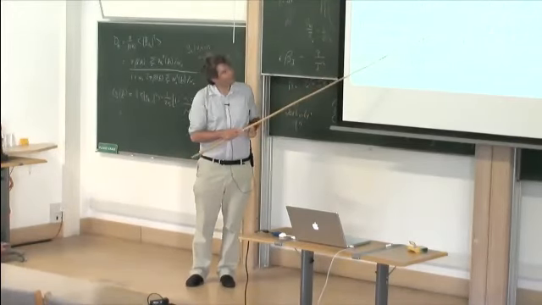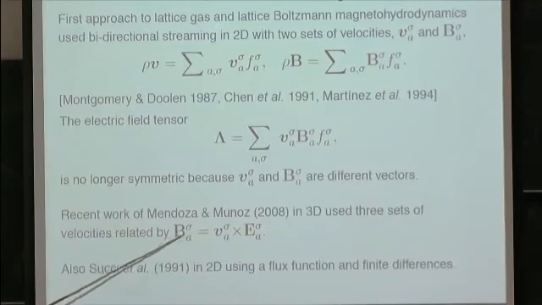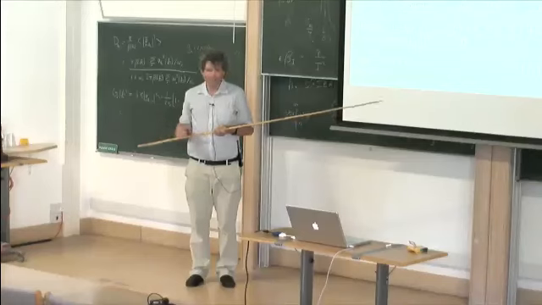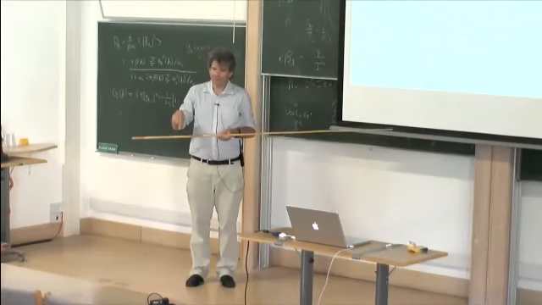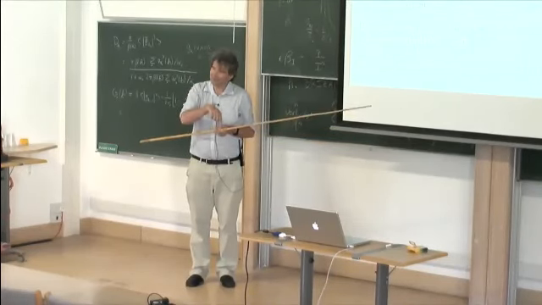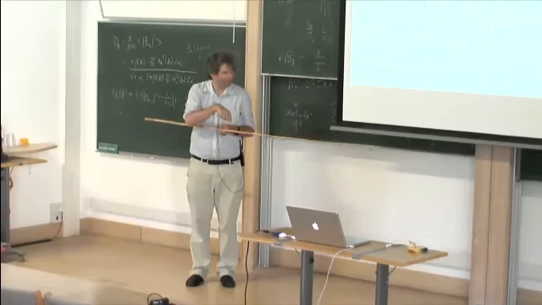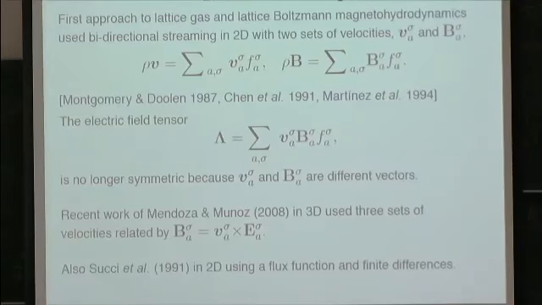And there's been some recent work extending this into 3D using 3 sets of particle velocities, so you have a third set for the electric field. And there's also some early work in 2D where you just use a flux function, and they're using effectively the n moment in the Lattice Boltzmann hydrodynamics to carry around the flux function and using finite differences to get the field and the currents.